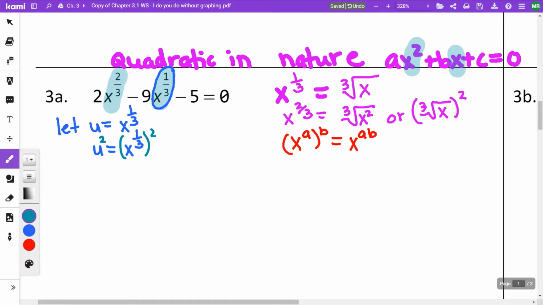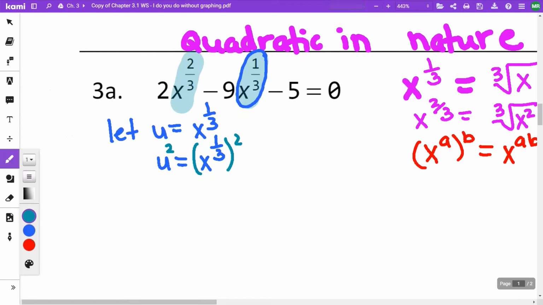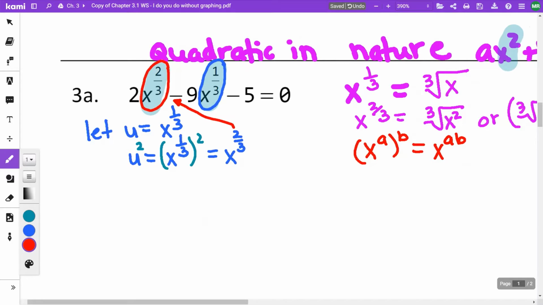Well, when I square, and I'm going to zoom in a little bit more so we can see this, when I square an x to the 1/3, power to power, I multiply. And I am going to get x to the 2/3. And that is this. So this is going to be quadratic in nature, where my first one, the x to the 2/3, I'm going to rewrite as a 2u squared. My negative 9x to the 1/3, I'm going to rewrite as a 9u.